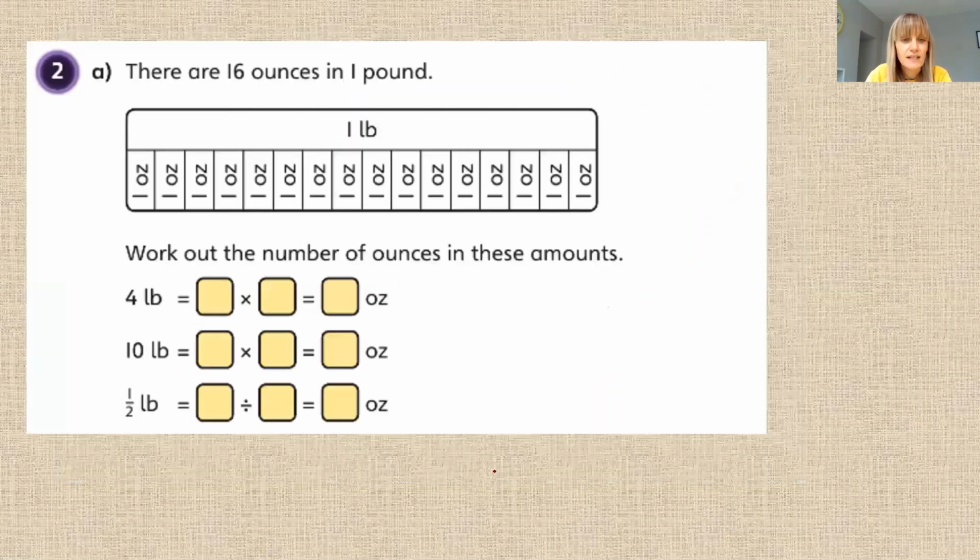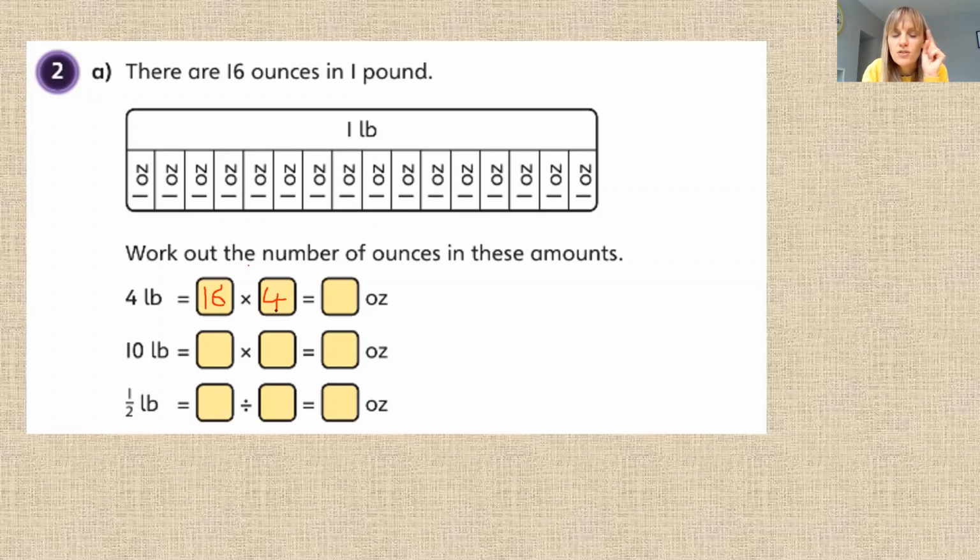Okay. Now then, in 1 pound, like we said earlier on, there are 16 ounces. So we've got to work out the number of ounces in these amounts. So if 1 pound is 16 ounces, to work out 4 pounds, what have we got to do? So we've got to actually do 16 times by 4. Now, is there a quick way to do that in our head?